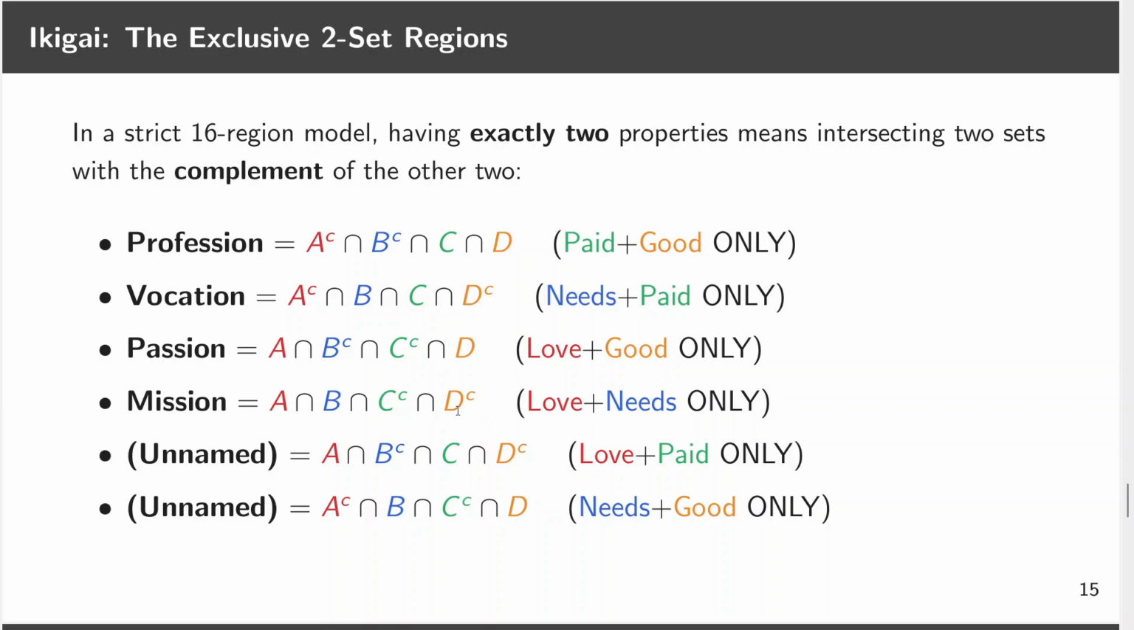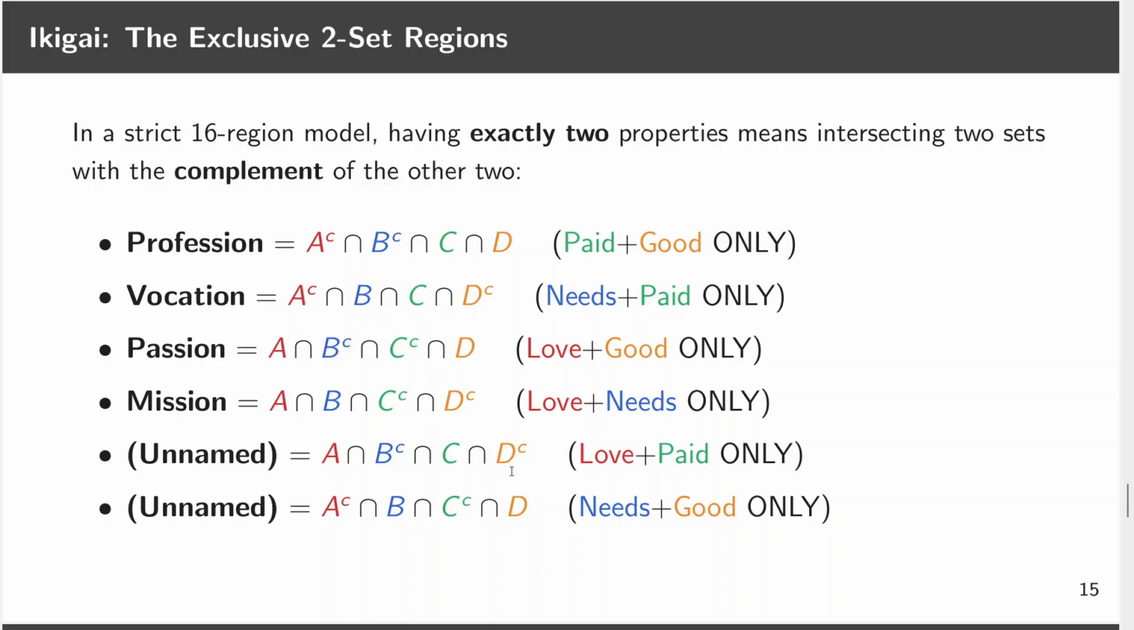And then there are 2 regions that don't have traditional names in the popular Ikigai model, but which the mathematics insists exist. The region where you love something and are paid for it, but the world doesn't need it and you're not especially good at it, that is a nameless region. Mathematically, A intersect B complement intersect C intersect D complement. Enjoyable and financially rewarding, but perhaps lacking depth or impact.